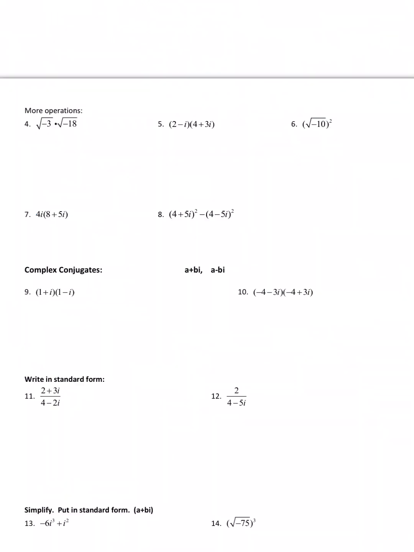Let's try a few more operations here. Now, two radicals multiplied together, so let's simplify these first. So this would be simplified by taking i out and leaving the square root of 3. 18 is 9 times 2 times negative 1, right? The negative, so the i comes out. 9 is a perfect square, so actually it's going to be a 3i that comes out. So 3i, and that leaves the square root of 2 underneath, right?